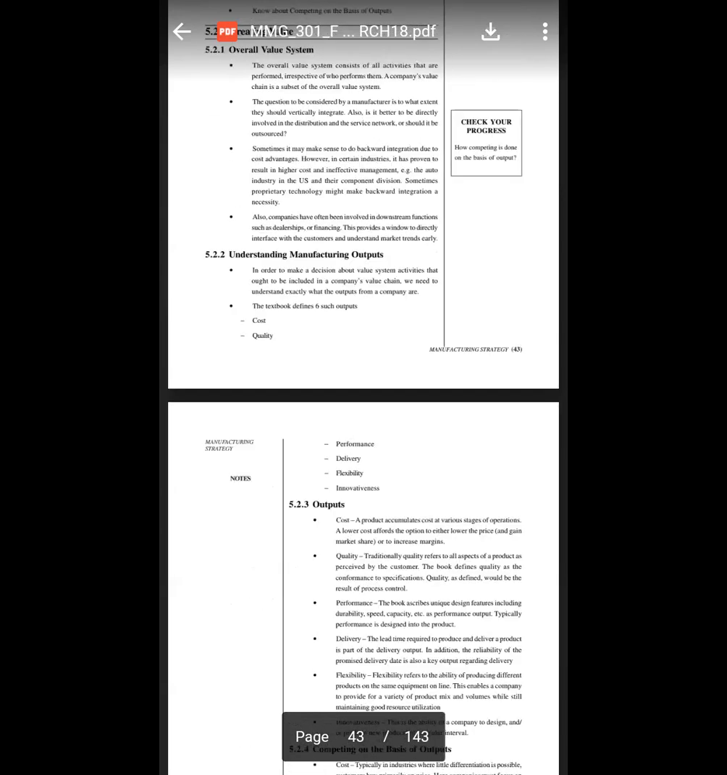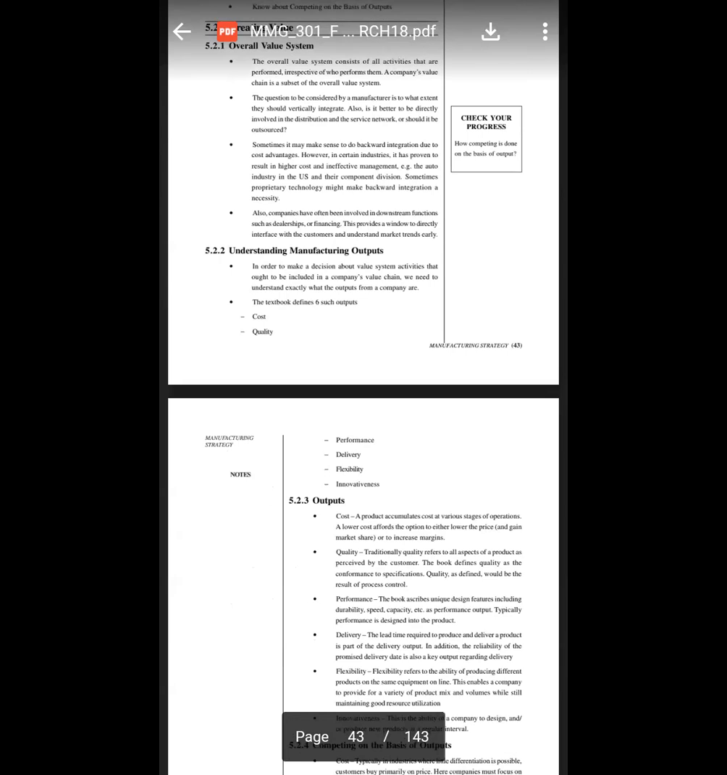Okay, now see, in order to make decisions about the value system activities that ought to be included in the company's value chain, we need to understand exactly what the outputs of the companies are. Now see, they have given 6 outputs. Cost, definitely cost is one thing. What is the second output? Quality.